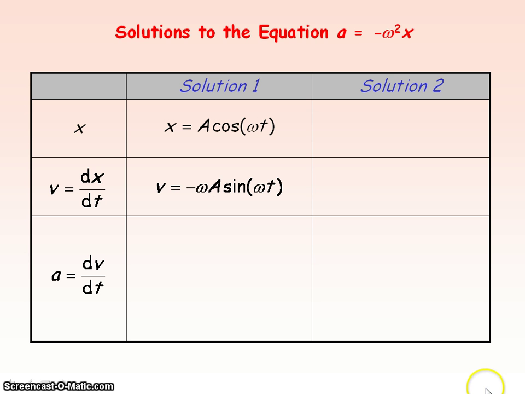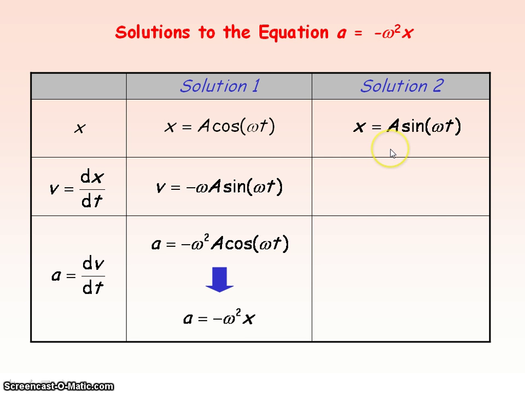The acceleration of the object, where acceleration is defined as the rate of change of velocity, can be found by differentiating the velocity expression with respect to time, and this will give minus omega squared a cos omega t. And because a cos omega t is equal to the displacement, we can say that the acceleration is equal to minus omega squared x. Another possible solution for this equation is for the displacement to equal a sine omega t.